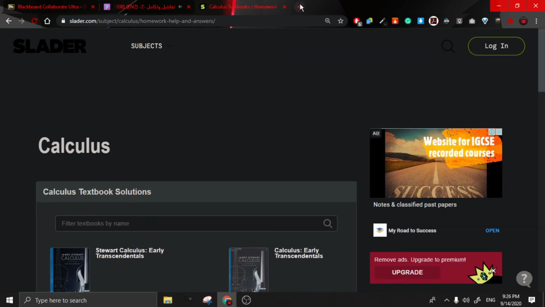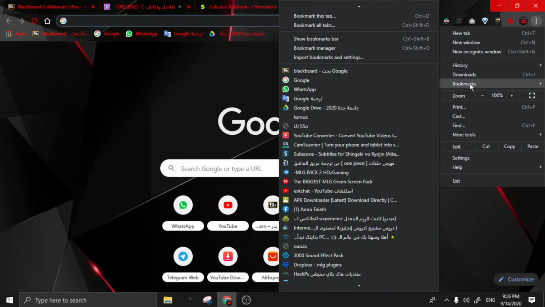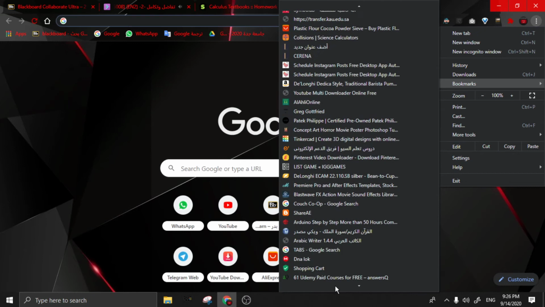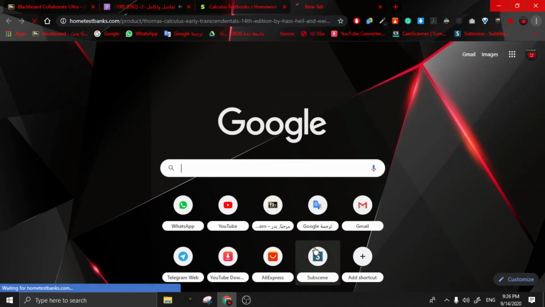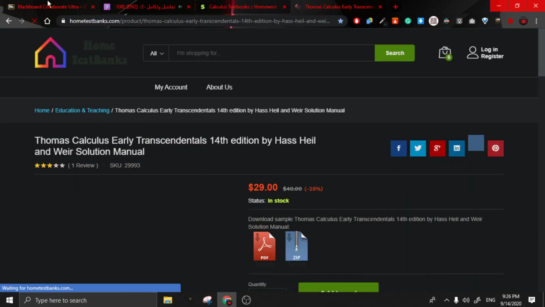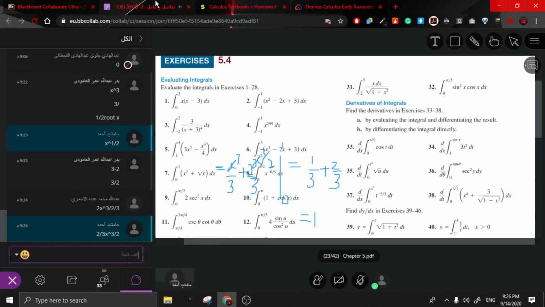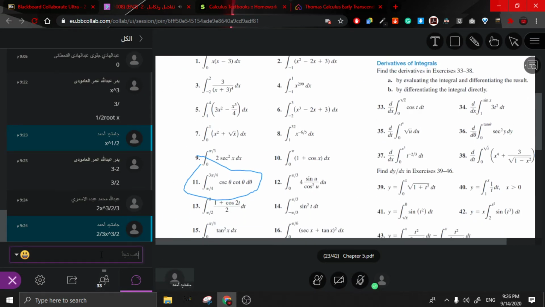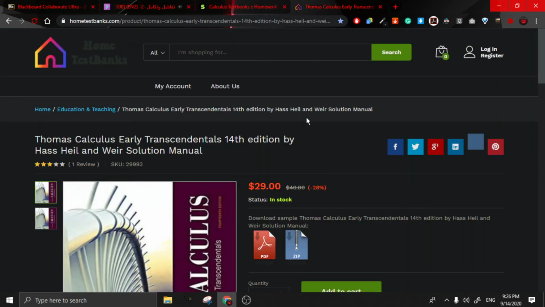Yes. What is the antiderivative of cosec theta cotangent theta? If I ask you what is the derivative of cosec theta, the derivative of cosec theta is equal to minus cosec theta cotangent theta. Now what is the antiderivative of cosec theta cotangent theta? It is equal to minus cosec theta.